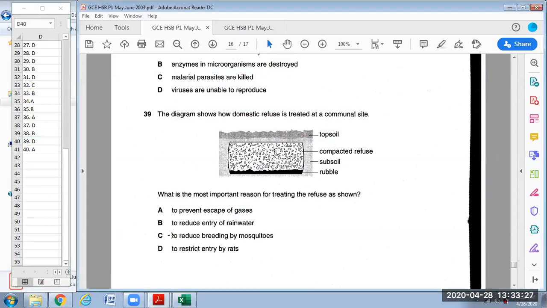Mosquitoes tend to prefer areas with stagnant water. You can never reduce the entry of rain because soil will always have pores and rainwater will eventually be absorbed. You just have to have good soil to absorb it. And to prevent escape of gas, no, because they would have had pipes. You all remember the setup of the landfill, they would have had those pipes collecting the gas. So the best answer here is to restrict entry by rats because you all know rats just spread. What type of disease do rats spread? Leptospirosis. Yes, very good. All your work.